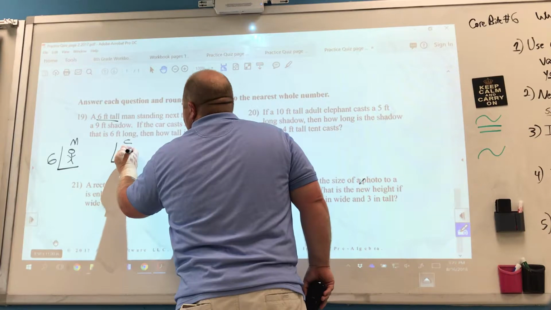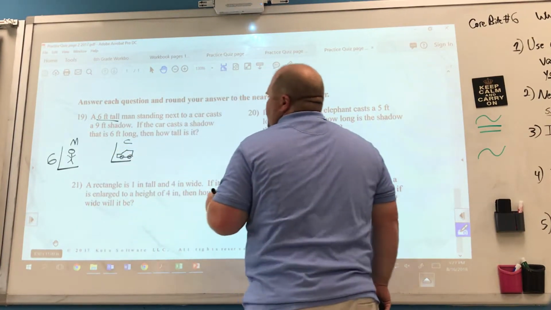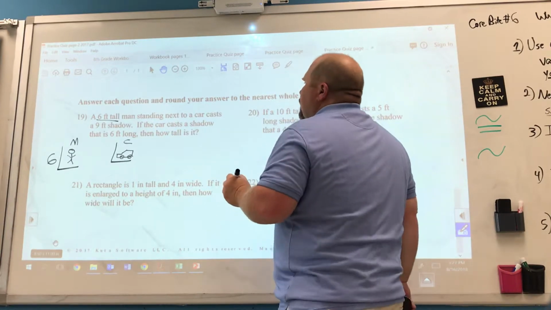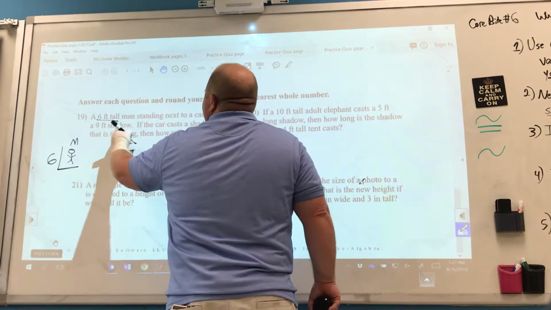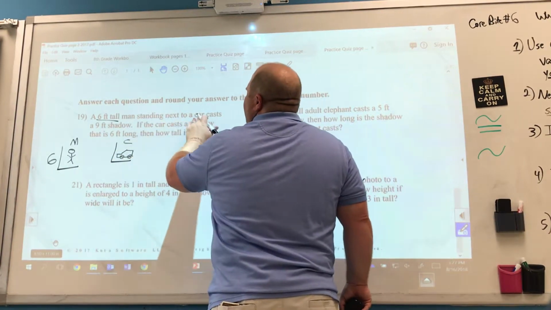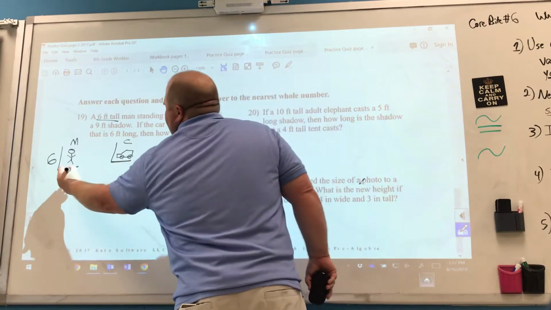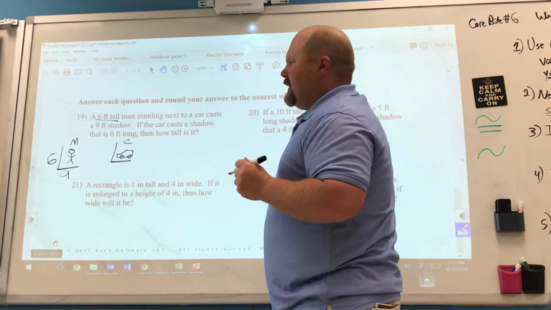Don't have to be an artist. I can't even tell what I got. A little SUV there. All right. But the 6 foot tall man is standing next to a car and casts a 9 foot shadow. It's not the car that's casting the shadow. The man is standing next to a car, but he is casting the shadow. So the man is 6 foot tall, casting a 9 foot shadow.